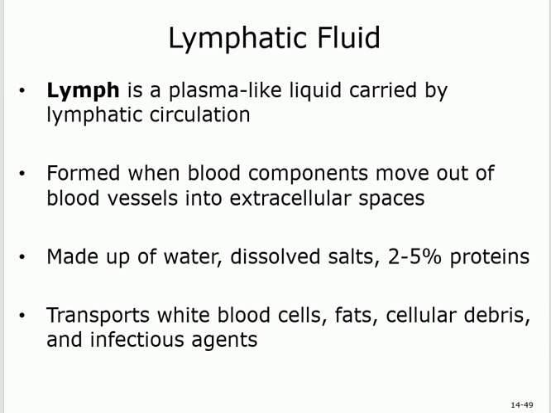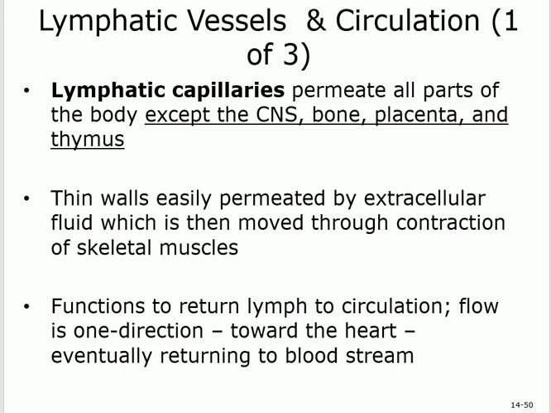It's called the lacteal. Lacteal. It takes any debris, any infectious agents, any chemicals, any toxins, anything that's not supposed to be there. It will take it back. So here are the capillaries, and they are all over the place, but not in the CNS, bone, placenta, or thymus. These are 4 spots that do not have it. Other than that, it's permeating, meaning it allows things to go in and out.